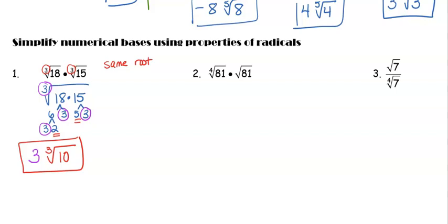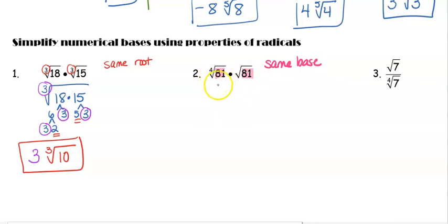When I go to number 2, I see that they're not the same root, but we're always looking for something that they have in common. What I do notice is that they both have a base of 81. So in this case, they have the same base. So I'm like, okay, I have the same base, but how am I going to put them together?